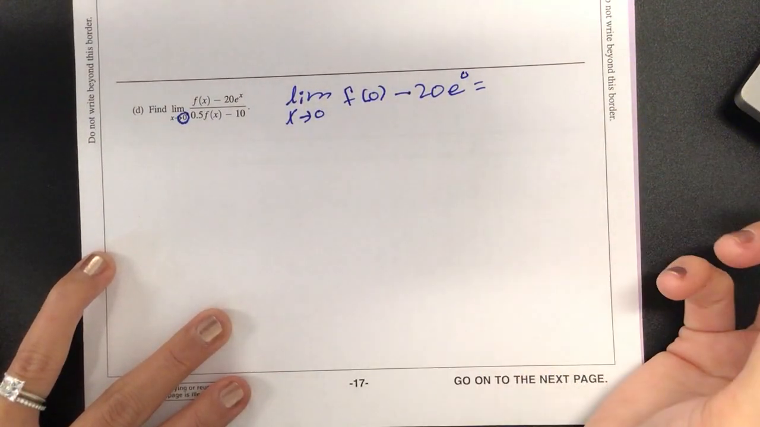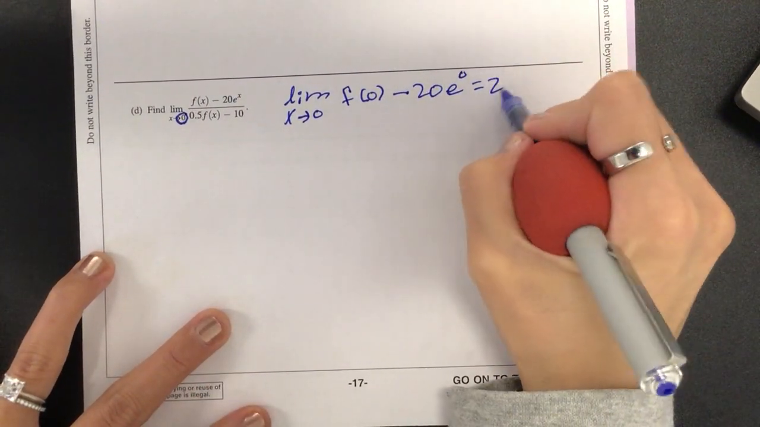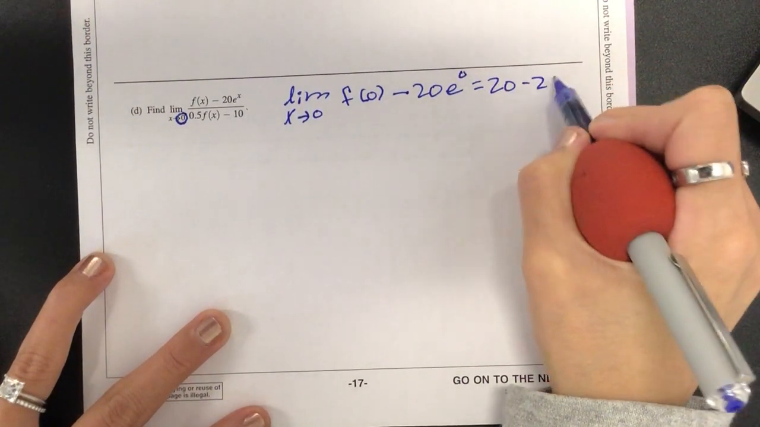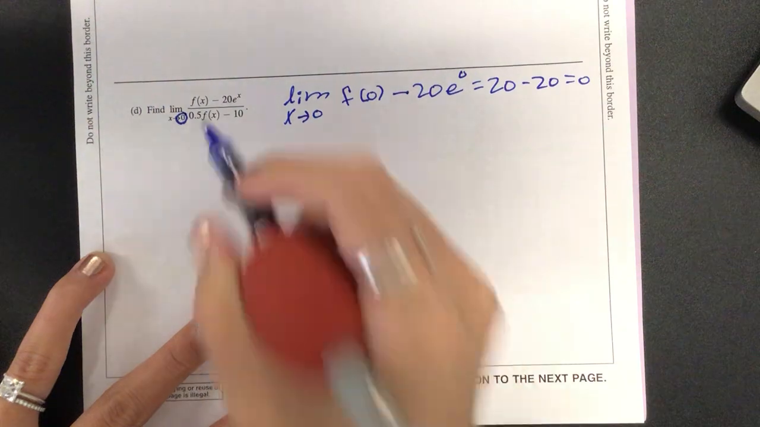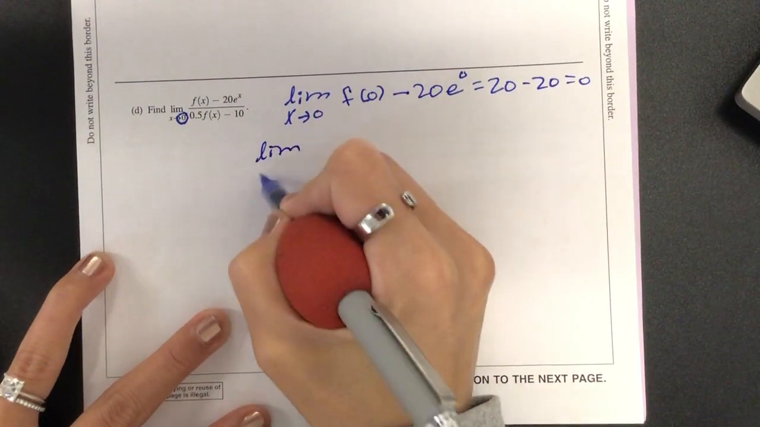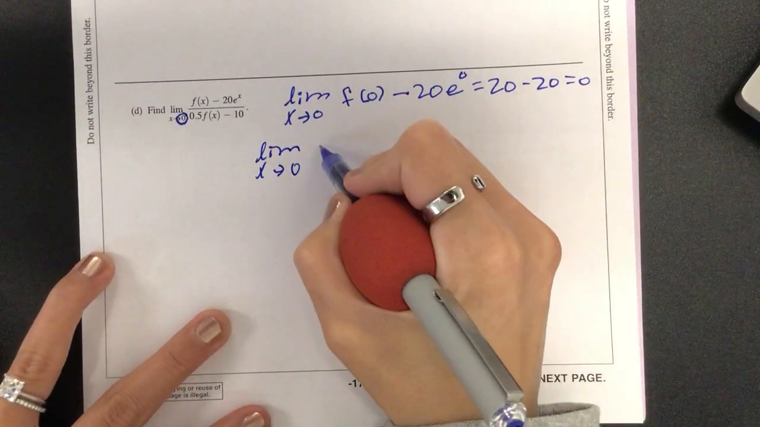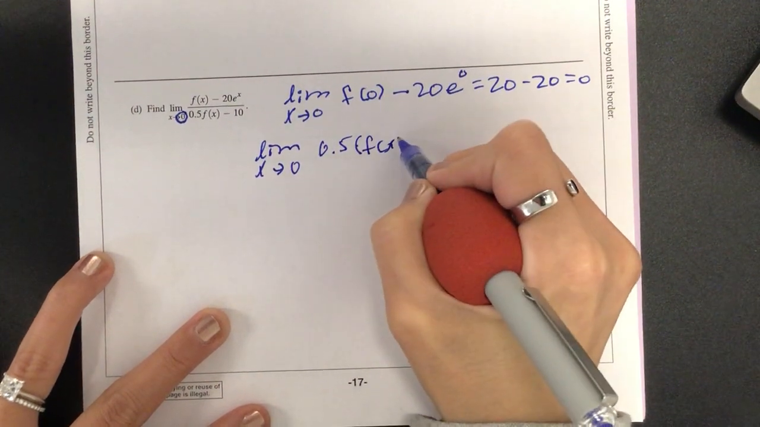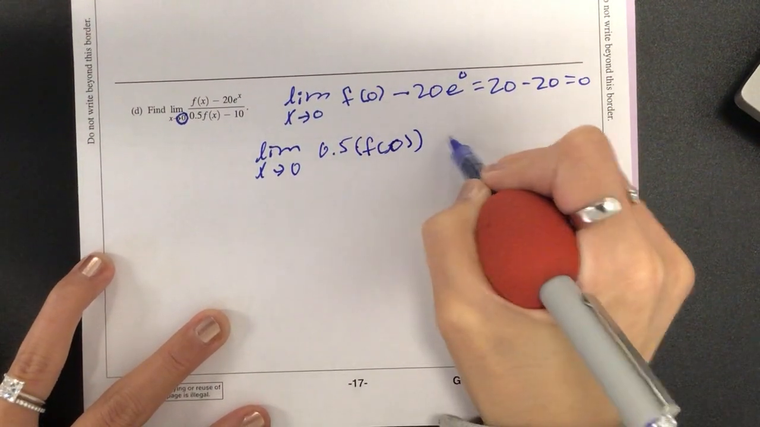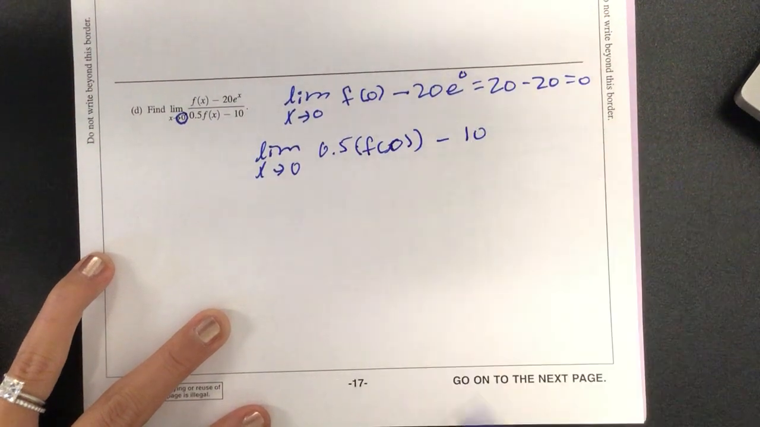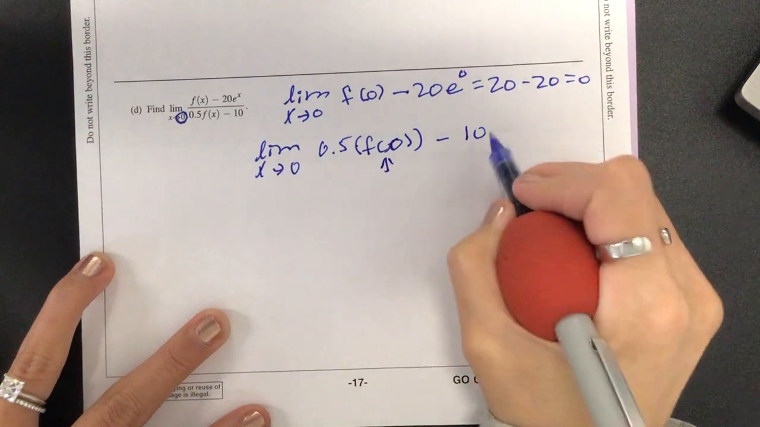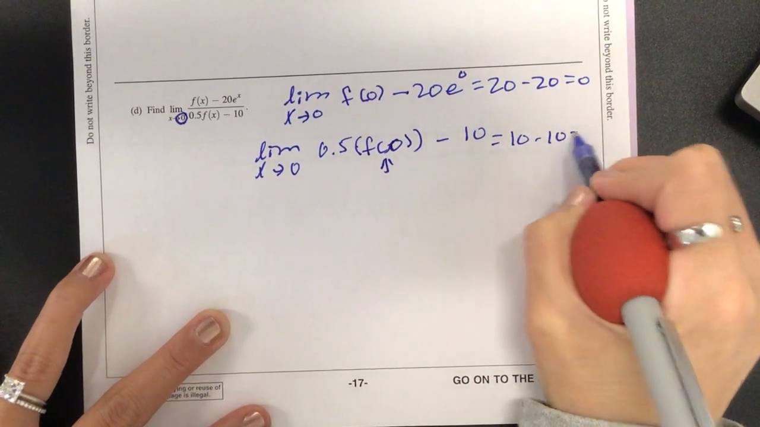It was given that f of 0 was how many, guys? 20. And e to the power of 0 is 1. 1 times 20 is simply minus 20. That's 0. Now let's plug in the bottom. On the bottom, we're doing that independently. 0.5 of f of x. Oh, f of 0. Silly me. Minus 10. And we know this right here is 20. Half of 20 is how many? So 10 minus 10 is 0.